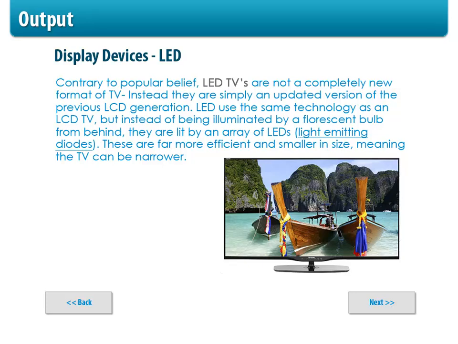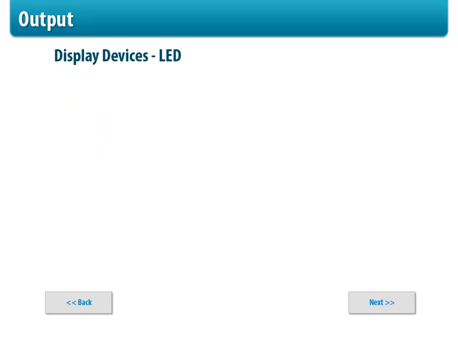LEDs, or light emitting diodes, are newer on the market. You can notice if your screen goes all the way to the edge, that you don't have a big border around it. That's a characteristic of the LED. They're narrow, but we're going to also see a video right after this which will talk about LEDs in detail.